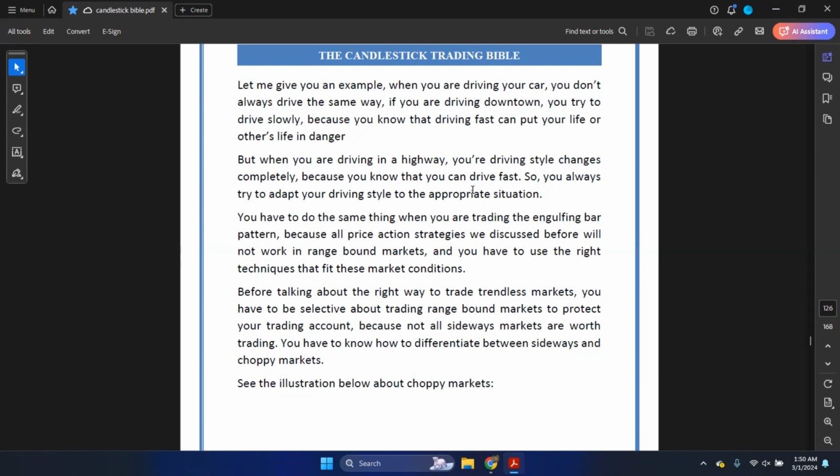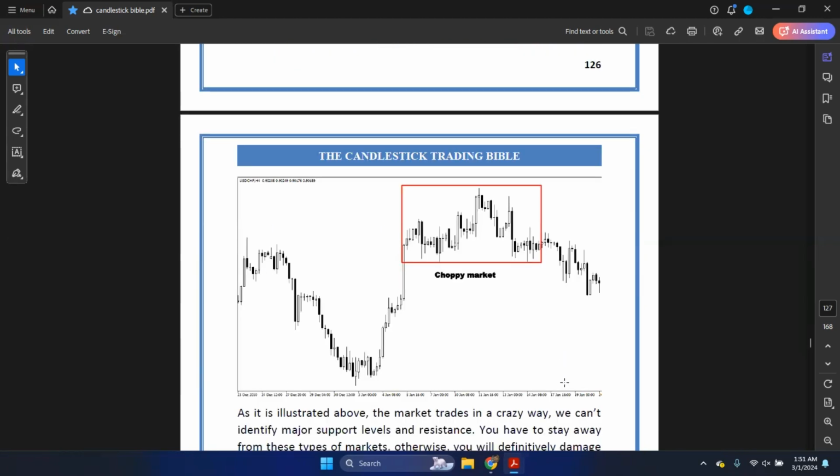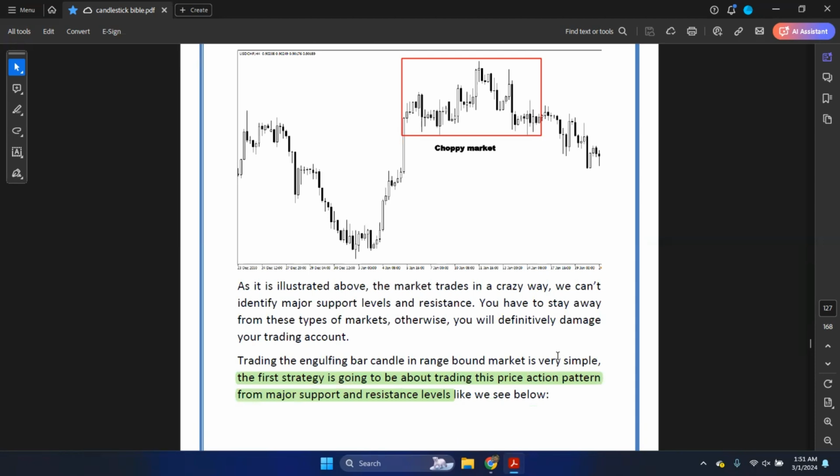Before talking about the right way to trade range bound markets, you have to be selective about trading them to protect your trading account, because not all sideways markets are worth trading. You have to know how to differentiate between sideways and choppy markets. See the illustration below about choppy markets. It says, as it is illustrated above, the market trades in a crazy way. We can't identify major support and resistance. You have to stay away from these types of markets. Otherwise, you would definitely damage your trading account.